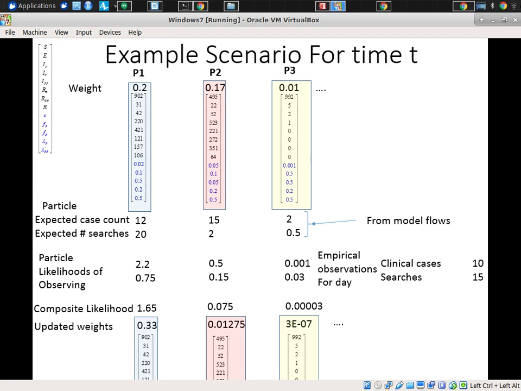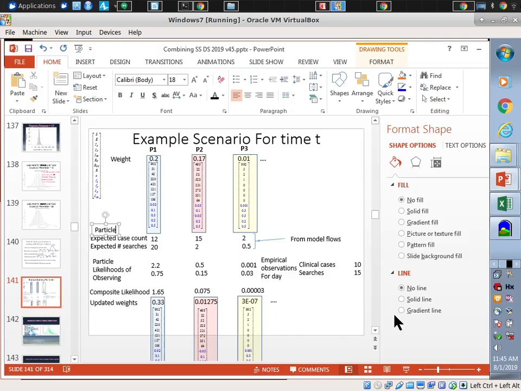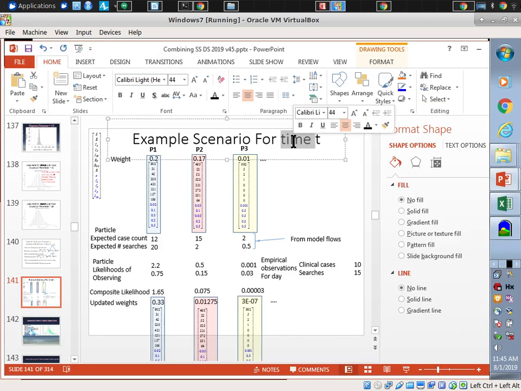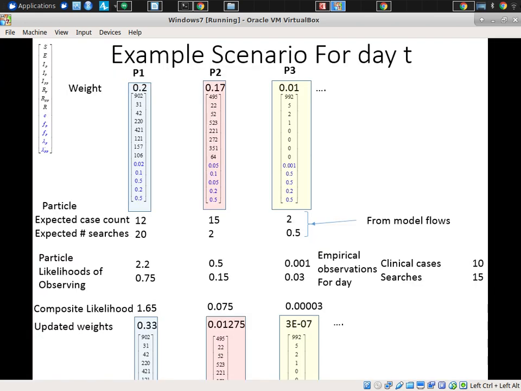Okay, now there are empirical observations for the day. These don't depend on any per particle things. These are like the data from the real world that we have. So maybe for this day, for time t, for day t, right? There are 10 clinical cases and 15 searches, right? I'm going to say day t, just to make this clear. I really tried to sweat this last night.